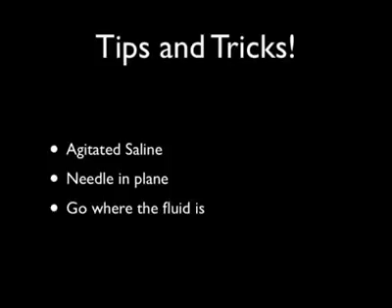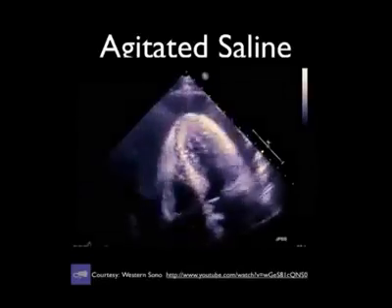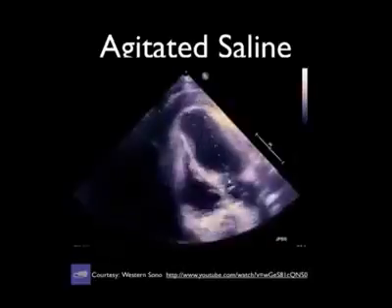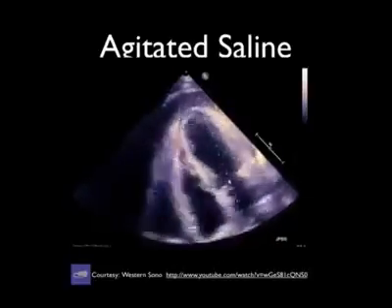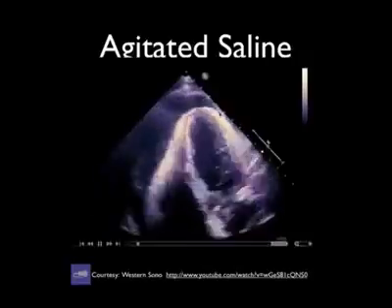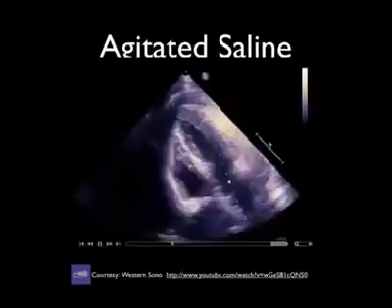A few tips and tricks. So agitated saline is a great technique for making sure that you're actually in the pericardial sac as opposed to placing the needle or the wire into a ventricle. Here's an example of injecting agitated saline into the pericardium once you have the needle in what you believe is the pericardium. You can see how the agitated saline lights up and is extremely hyperechoic in the pericardial sac here.